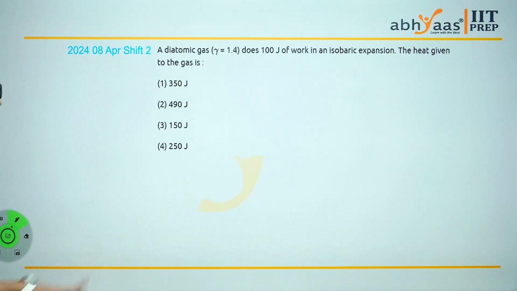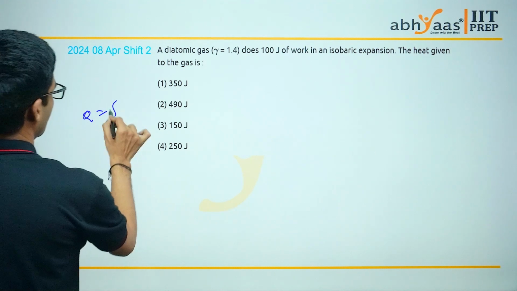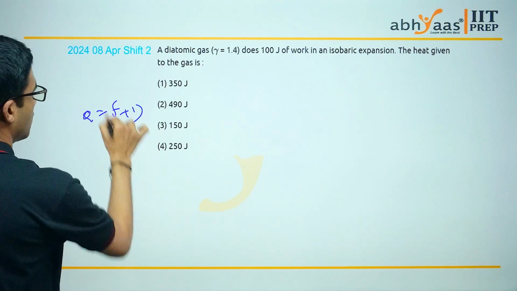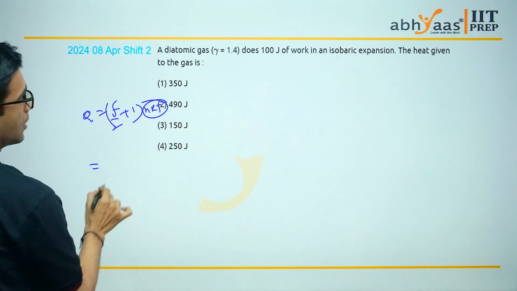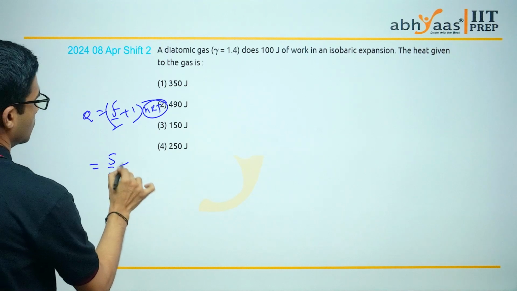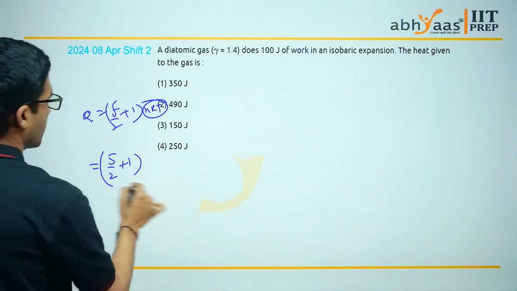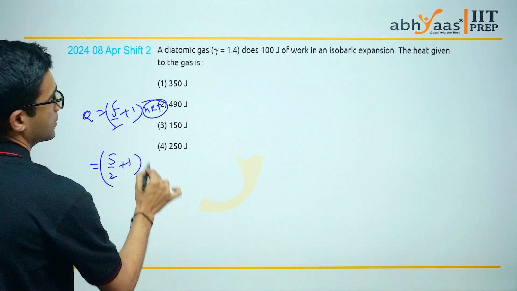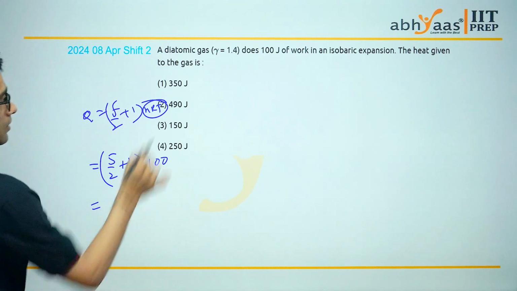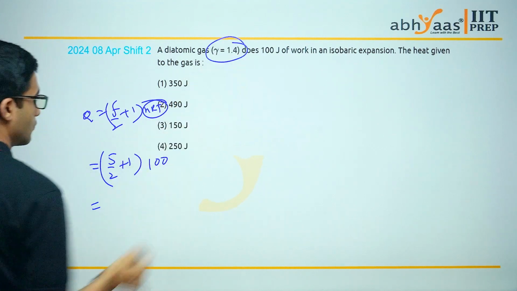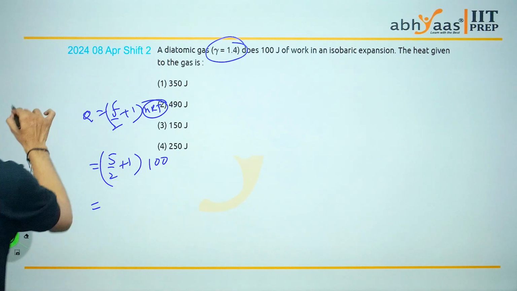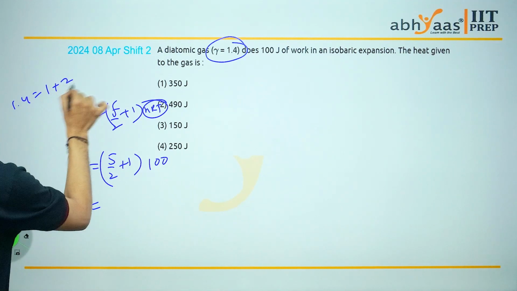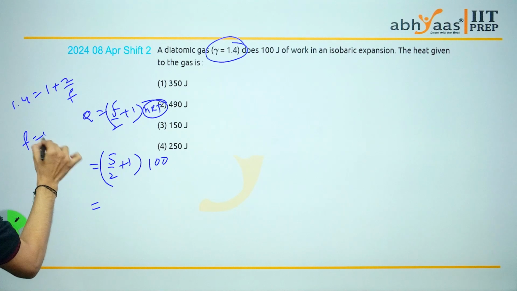So the next one, heat generated is given. If you see, the heat generated formula is Q equal to (F by 2 plus 1) nRT, where nRT is the work done. For a diatomic gas, that is 5 by 2 plus 1. nRT is 100 joules. Here gamma is given as 1.4, so from that we get F. Gamma equal to 1.4 equals 1 plus 2 by F. So F equals 5 you will get.